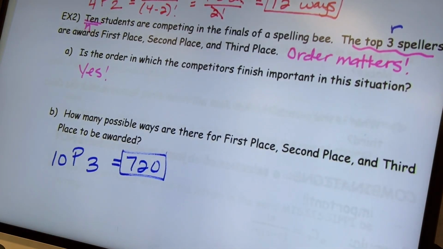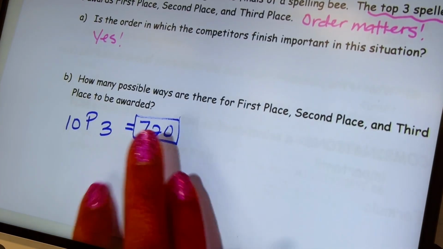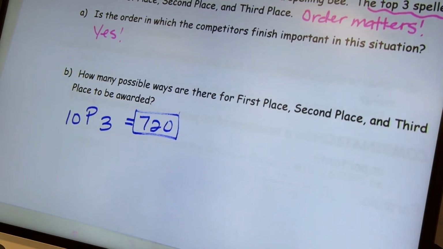So there's 720 ways that they can come in first place, second place, and third place. That's a lot of ways. A lot of ways. You really gotta make sure you're showing your skill to reach one of those places. Does anyone need me to do it the long way? No? Okay. It's just plugging it into the formula and simplifying it.